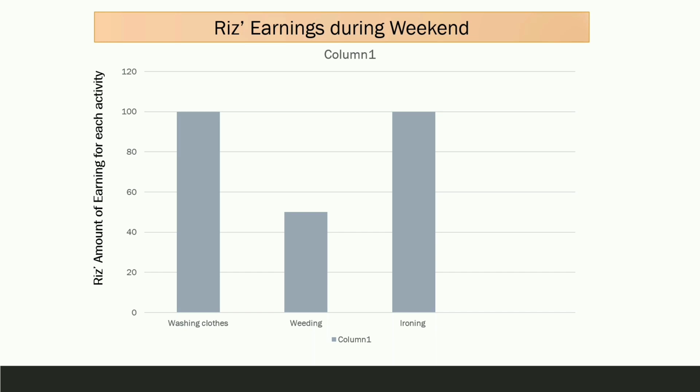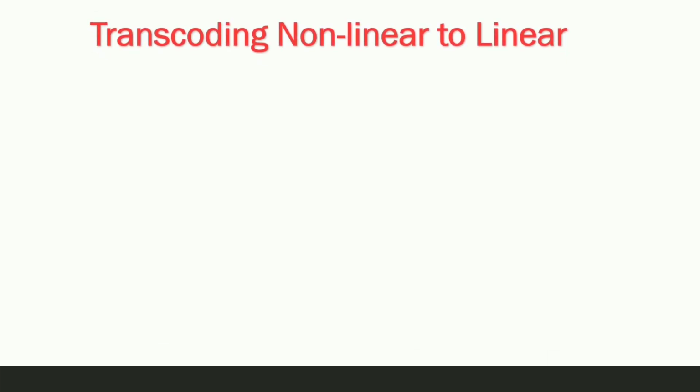The data shows that in washing clothes, Riz earns 100 pesos. In weeding, Riz earns 50 pesos. And for ironing her teacher's uniform, Riz earns 100 pesos. Now, let's have the steps in transcoding nonlinear to linear text.